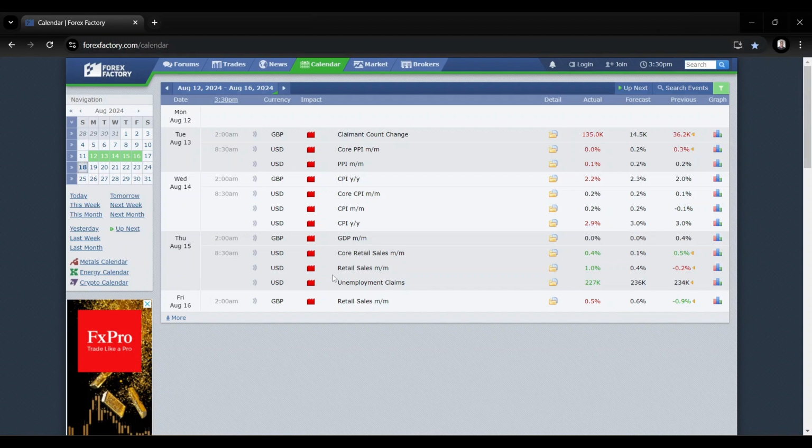On Thursday we had the core retail sales for the dollar, retail sales, unemployment claims, and finally on Friday we had the retail sales. So on these days with high impact news events, we could expect a lot of volatility coming into the market, so the price can easily reach the draw on liquidity. Looking at this week, you can potentially see that this week is highly probable to expand instead of being a consolidation.